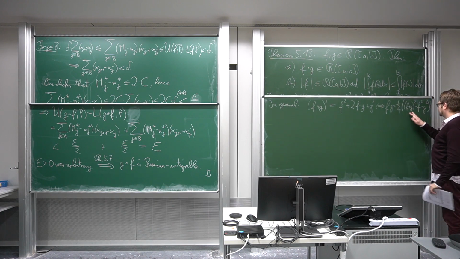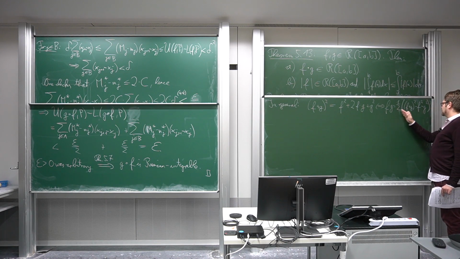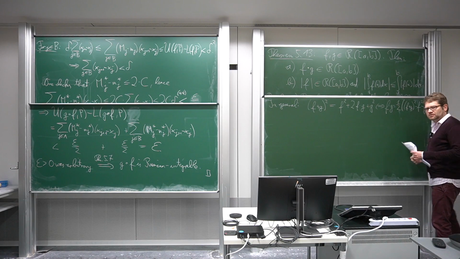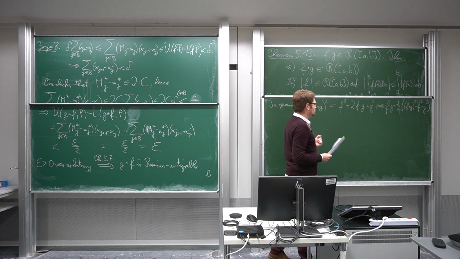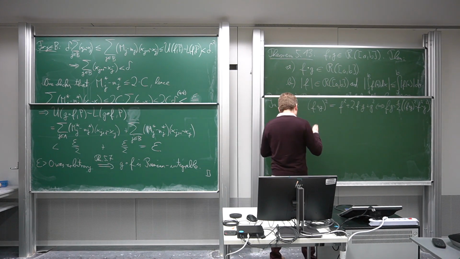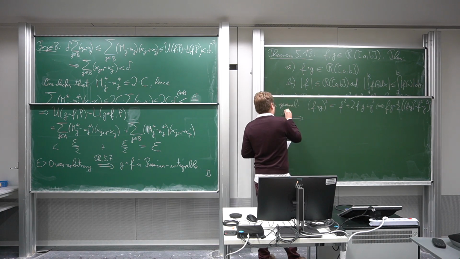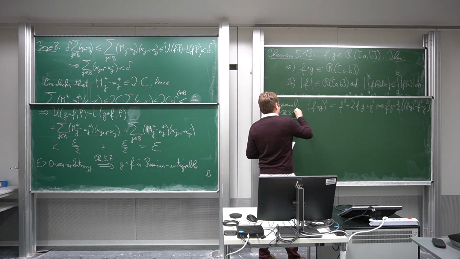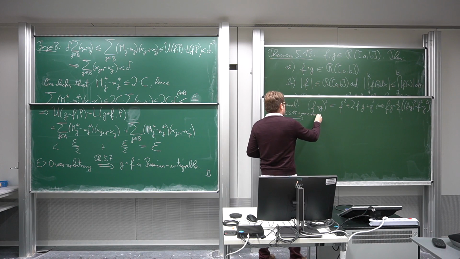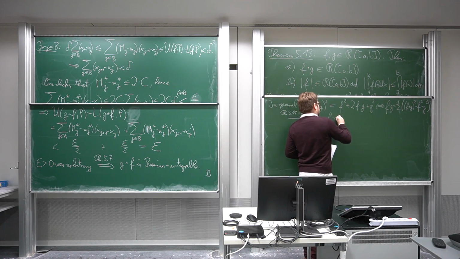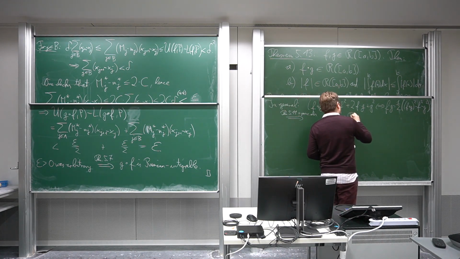Because these are all squares. This is Riemann-integrable, this is Riemann-integrable, this is Riemann-integrable, and we have seen that multiplication with constants and addition and subtraction lead again to Riemann-integrable functions. So by combining theorem 5.11 and the previous observation that squares are Riemann-integrable, it follows that f times g is Riemann-integrable.